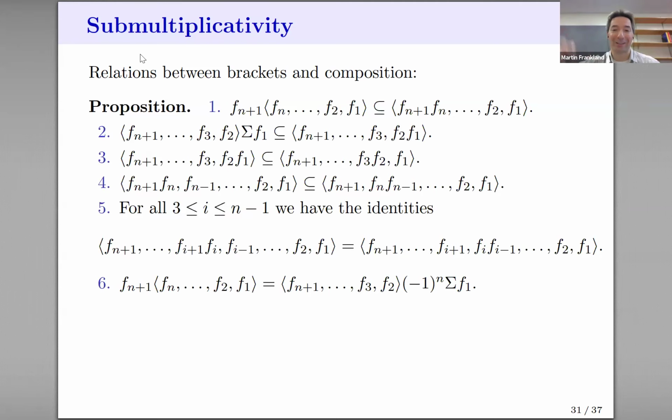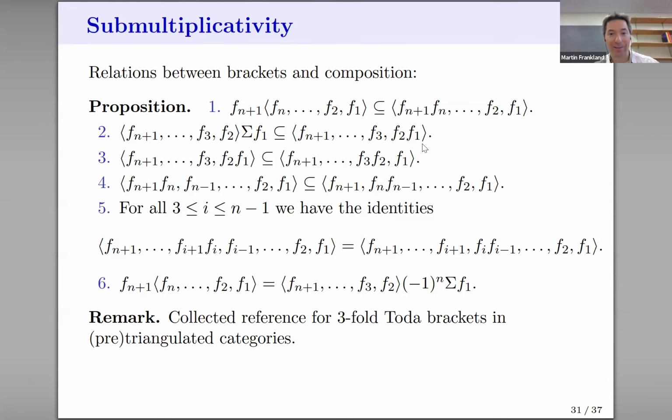Yeah, those are the actual juggling formulas in the literature because it looks like you're juggling the maps by moving them in and out of the bracket. Those are the formulas. Again, it's mostly inclusions. You get equality if you're in that safe zone in the middle of the sequence. But in general, these inclusions can be proper. So just be careful once you juggle those symbols. And here's that second tidbit that's interesting already for n equals 3. That gives us a nice collected reference for all those juggling formulas for threefold Toda brackets in triangulated categories.